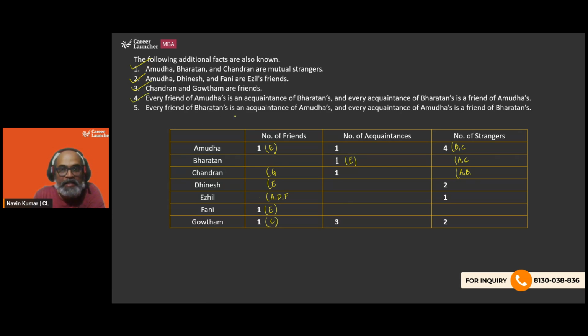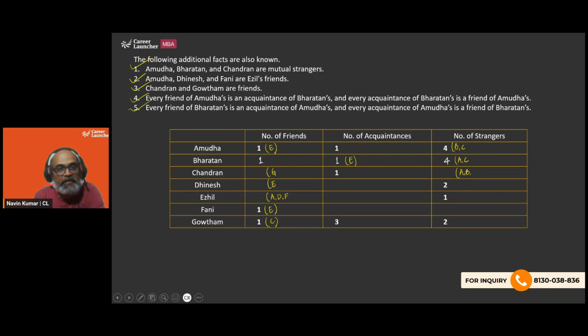Every friend of B is an acquaintance of A, and every acquaintance of A is a friend of B. So that means if A has one acquaintance, B will have one friend. That means the total number of people that B should be related to is going to be 6, wherein the number of strangers will turn out to be 4. Now we need to figure out who that acquaintance of A and B are.